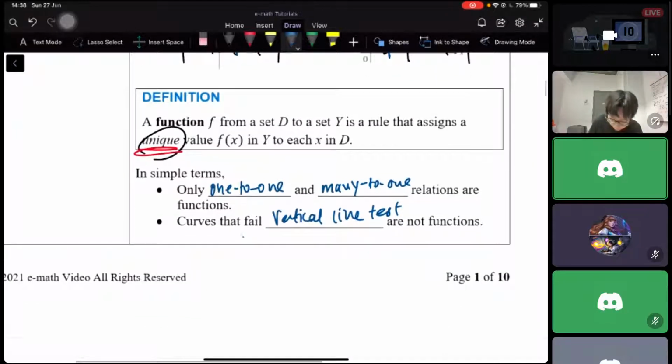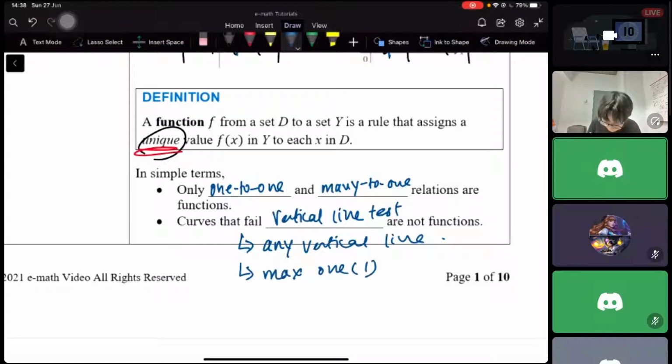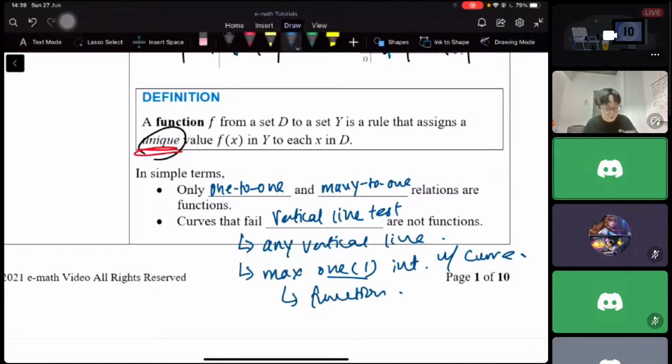So basically, you just go ahead and draw any vertical line. Then you can only have a maximum of 1 intersection with the curve. Then we say that it is a function. Okay, so examples of functions, you have a lot.